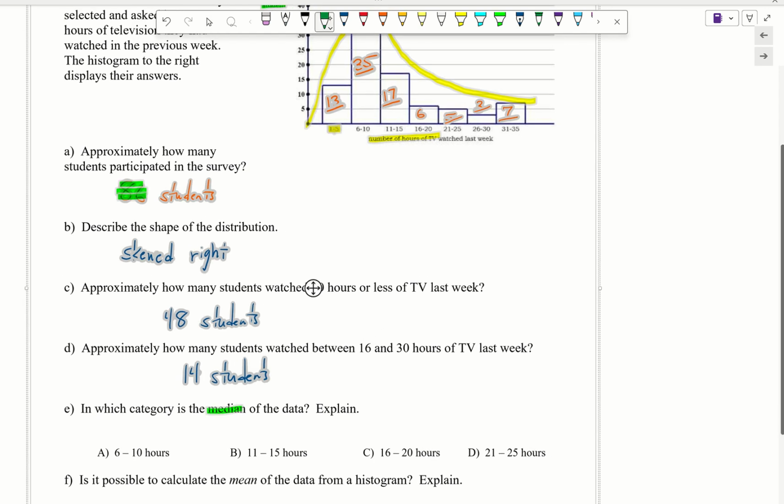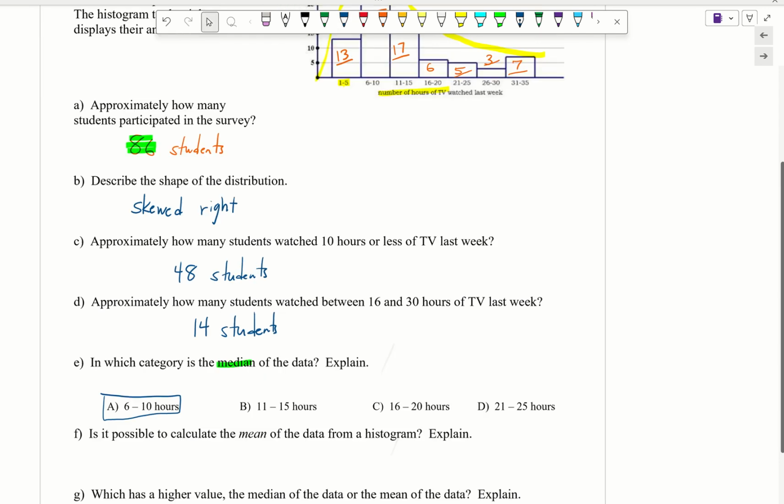So if you were to list the data, the first 13 are going to come from 1 through 5. The next 35 are going to come through 6 through 10. So once we list all of those out, we will be at 48 pieces of data. 43rd and 44th are both going to come from the category of 6 through 10. So that is our answer.